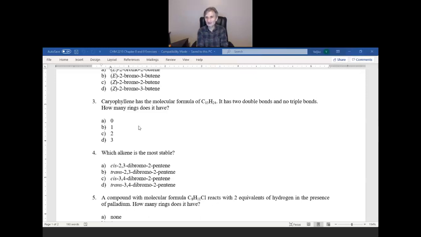There are no triple bonds, that's good. So there is a total of 4 double bonds and rings. It has 2 double bonds. That means there are 2 rings. There are a total of 4, there are 2. So the correct answer is 3C.